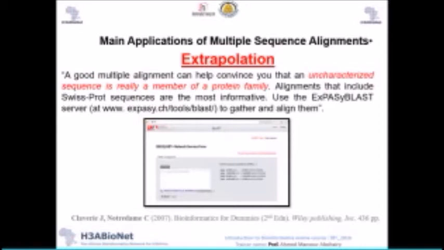So alignment includes, for example, in SwissProt, there's a program where you can take BLAST and go to ExPASy and enter your protein. You can just put your new protein in BLAST and search, and you will find a protein family that is related to your protein. This is called extrapolation, and you can use BLAST for that.